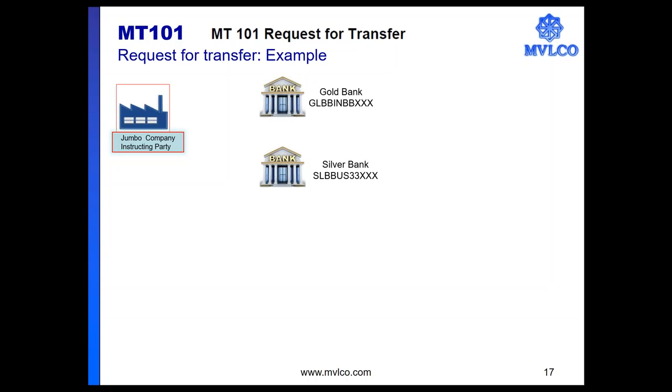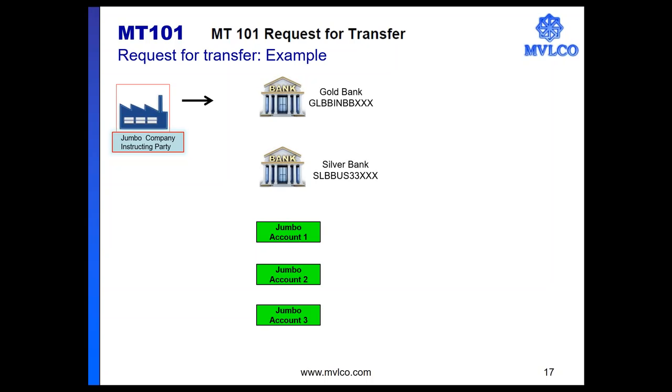Let's understand who is having an account with whom. Jumbo Company, in this example, has three accounts with Silver Bank: account number 1, account number 2, and account number 3. Our assumptions could be two. One, Jumbo does not have Swift connectivity. Two, Jumbo has Swift connectivity. It could be either of them.